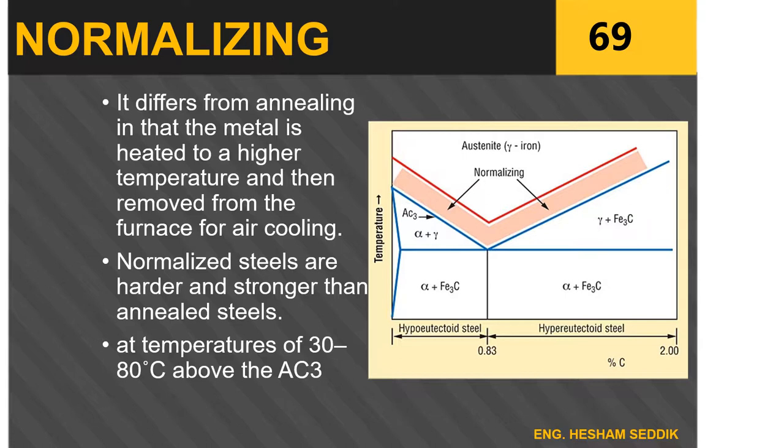The increased temperature is like annealing, the holding time is also like annealing, but the cooling here is different. The cooling must be in air, not slow cooling, just normal air. We increase the temperature and holding time in the furnace, and for the cooling we remove the piece from the furnace for air cooling. Normalized steel is harder and stronger than annealed. It means the hardness 50% and ductile 50%.